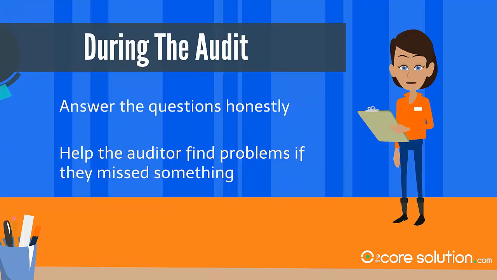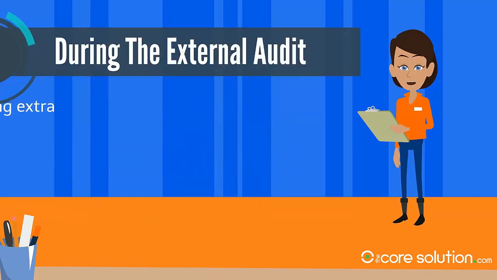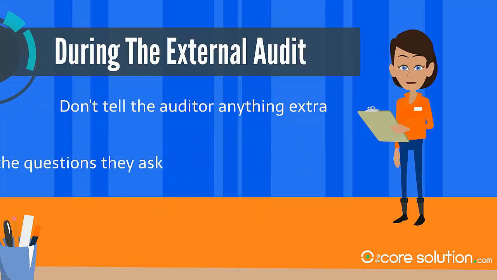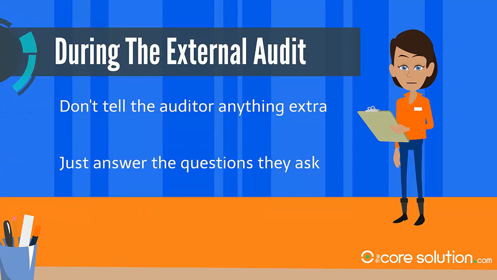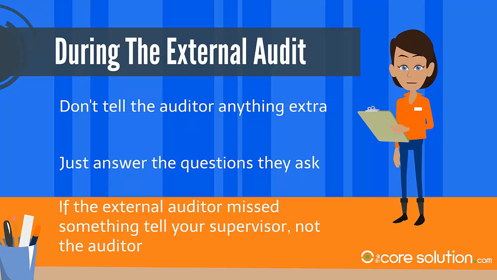During the internal audit, you may help the auditor find problems if you see something they missed. That will show that the internal audit was done well. The point of any audit is to look for things that can be corrected or improved. But during the external audit, don't tell them anything extra, just answer the questions they ask. If you see something wrong that the external auditor missed, keep it to yourself until after the audit, and then you can report it to your boss.